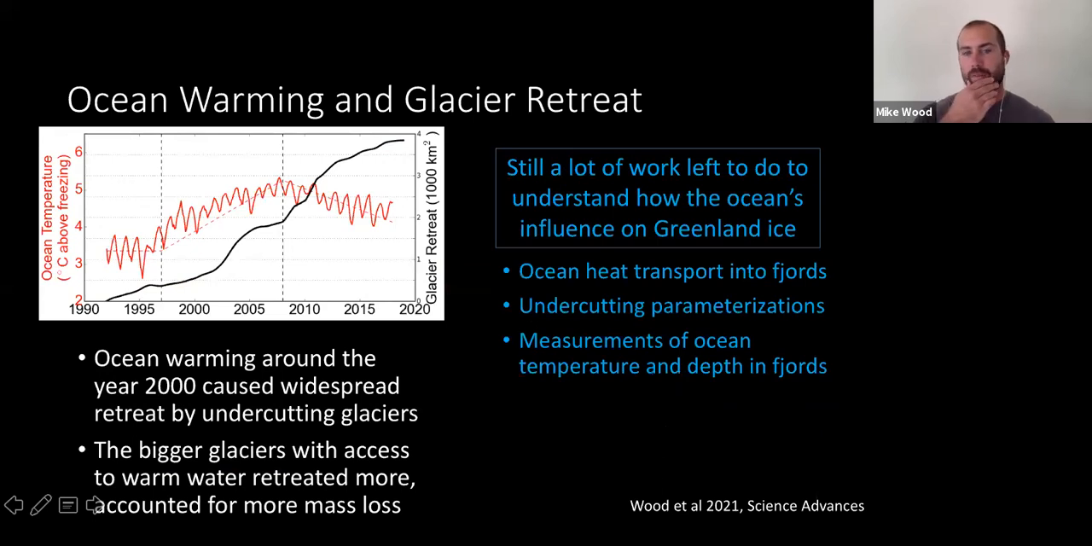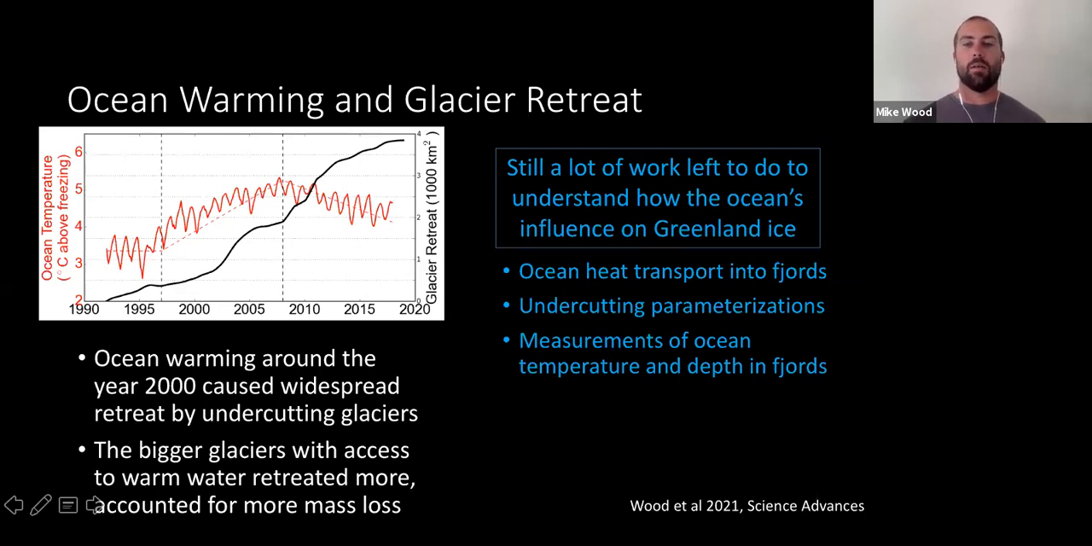So that sort of concludes the work that we've done in that paper. The main takeaway here is that a spread of ocean heat around Greenland, which really started in earnest at the turn of the century, caused widespread retreat, and this happened through this undercutting mechanism on Greenland's glaciers. And it's really the biggest glaciers that have access to the warm water that accounted for more of the loss. And I'll say here in my concluding idea that we still have a lot of work left to do to understand how the oceans are influencing Greenland's ice.